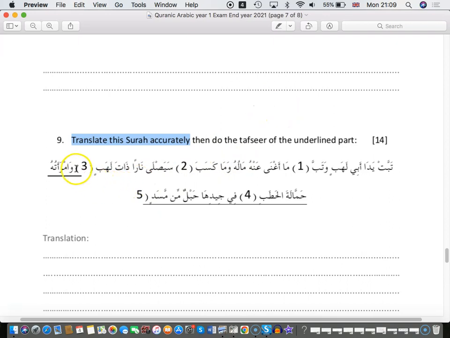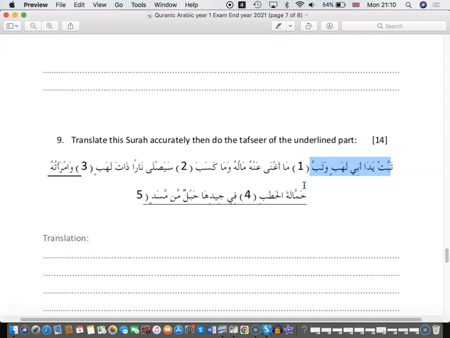All I want you to do is, tafsir basically means not translate. I want you, in your own words, like you would explain it to another person, to explain it, to commentate on it. Okay, first of all, let's translate this one then. Tabbat yada abi lahabin wa tabba. Okay, what does that translate as?